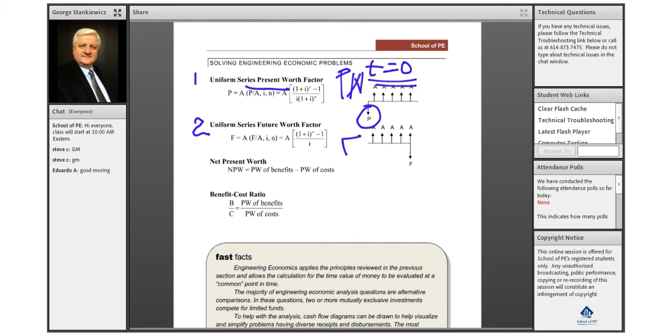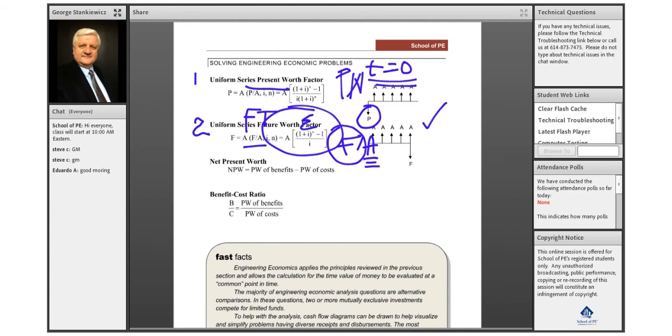The second one is the uniform series future worth. So now we're looking into the future. Let's say, for example, we're given the annual amount, and we need to make that a future amount. So we're going to go to our FA column headings in the table, identify the factor, and apply it. Once again, the factor table is identified. We also have the actual equations, and these are all found in your book. And this is the cash flow diagram that's so much needed when you're visualizing the problem.